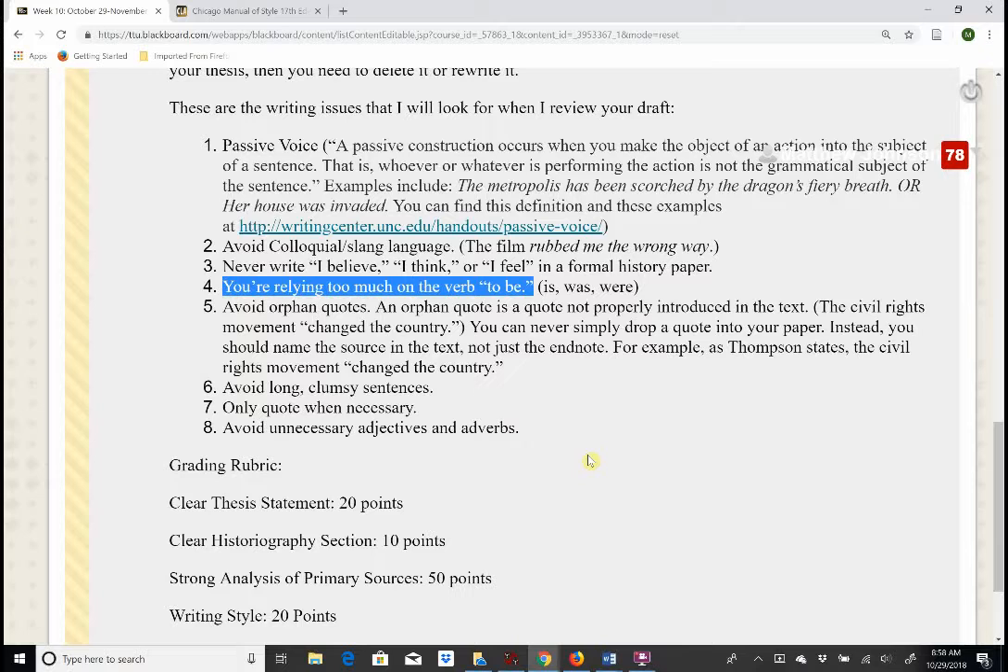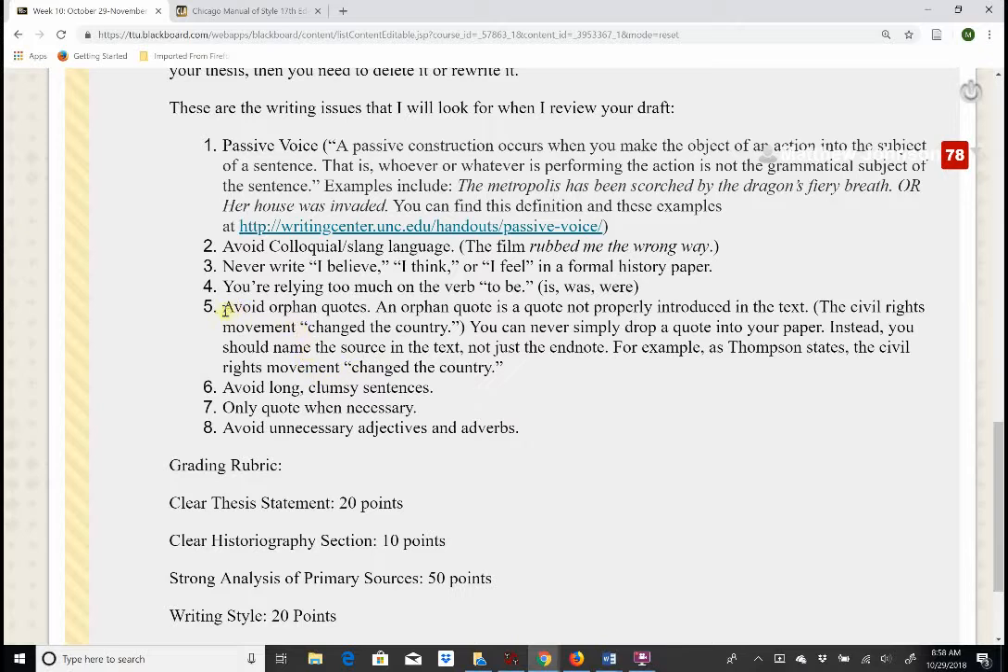And so it's impossible to remove it completely. But one of the goals that I have for you when you're editing is to look for those words, is, was, were, and to see if you can rewrite that sentence without that verb in there. Okay, and so I'll help you with that in the rough draft if it's still there a bit too much.